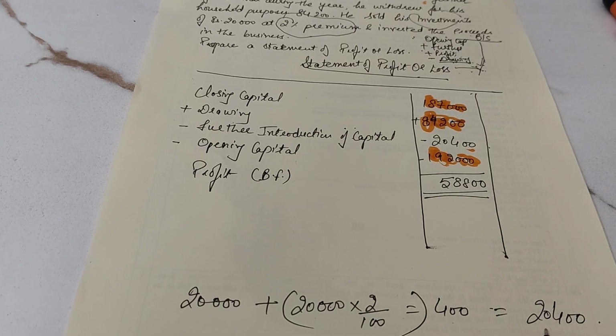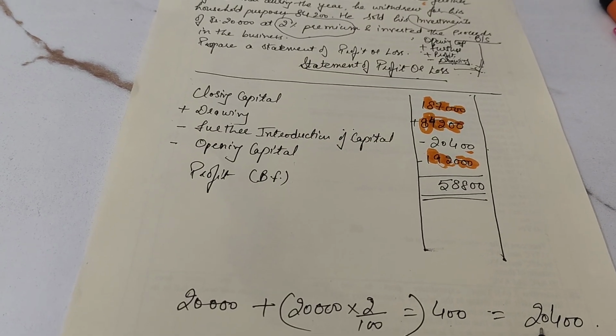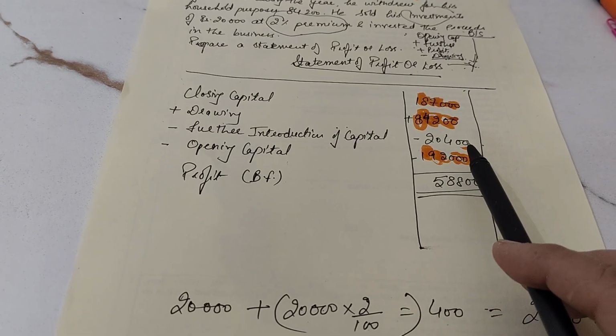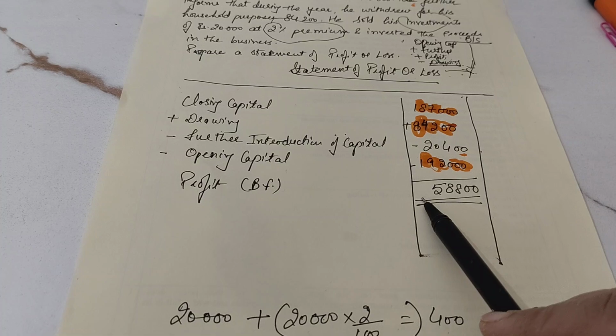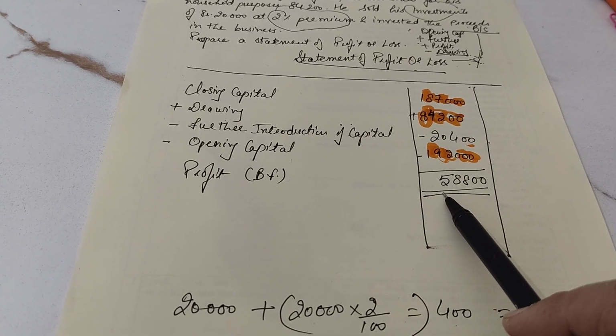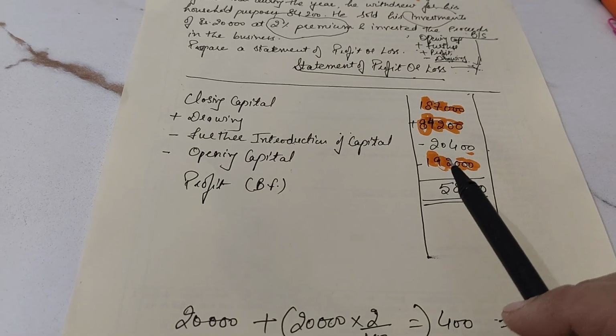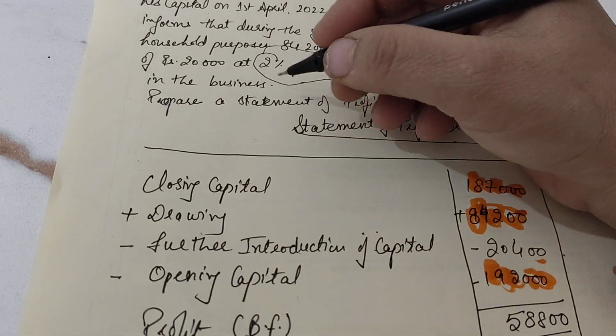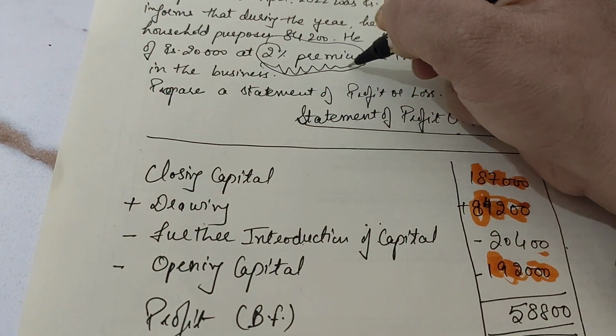This is his further introduction of capital, because he sold his private asset and brought the money into the business. And the balancing figure over here is the profit. If it is positive, it is profit; if it becomes negative, then it would be a loss. But here the question ends, and I want to highlight one thing about this 2% premium.